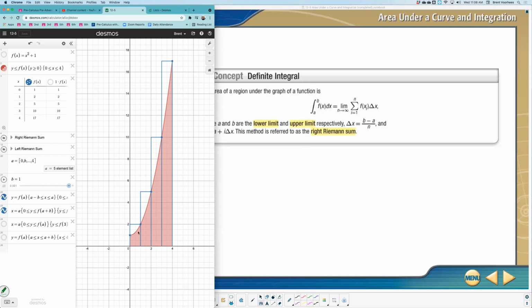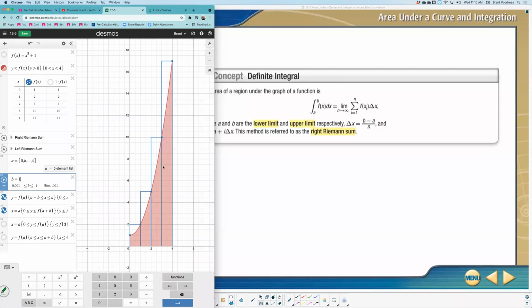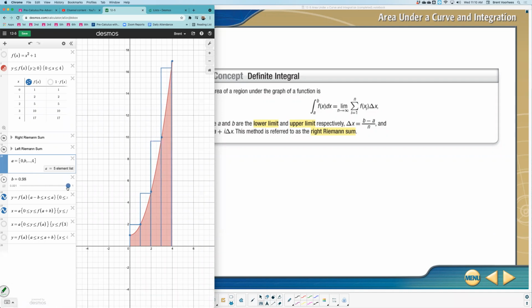Here's the right Riemann sum. And what's going to happen is I am going to find the area as I shrink this down. And so let me show you visually. I'm going to come over here to my slider. And what I'm going to do is I have created here a list that's going to represent all of these blocks. And I'm going to start shrinking the width.